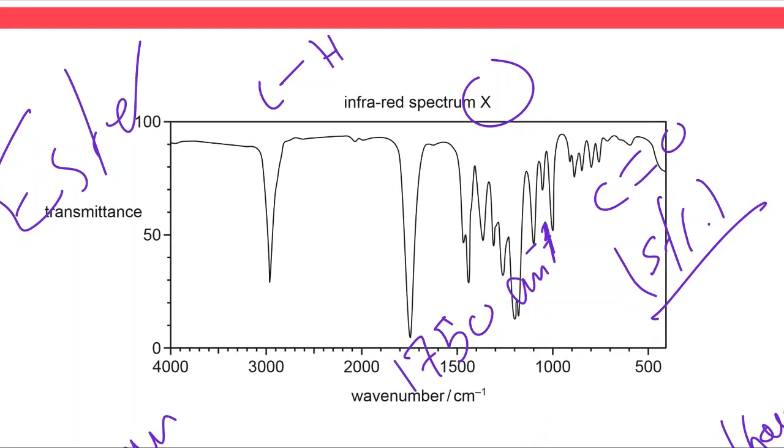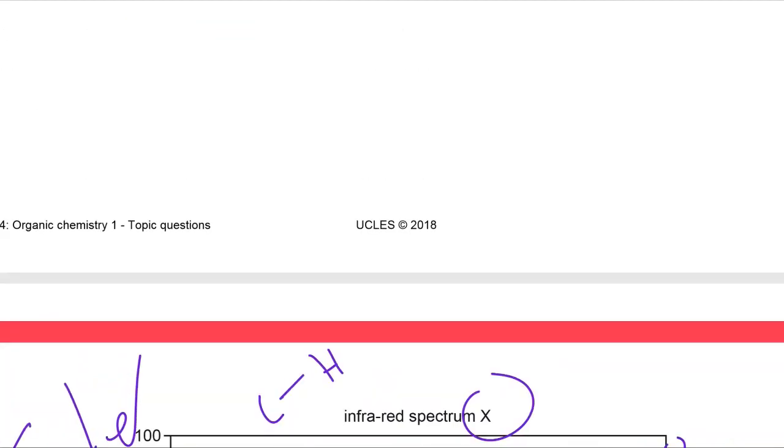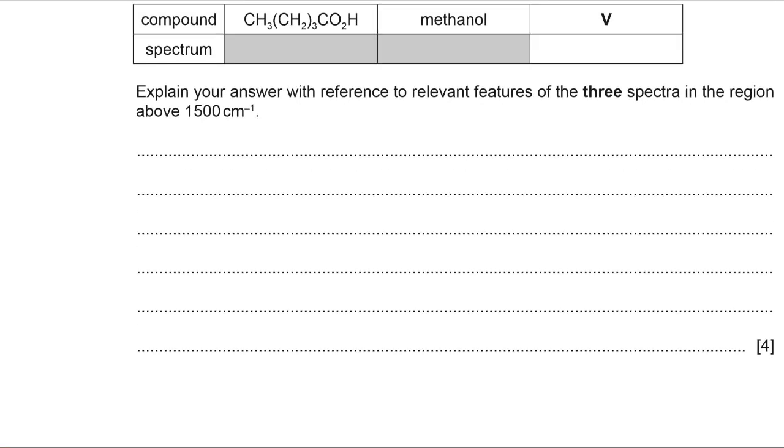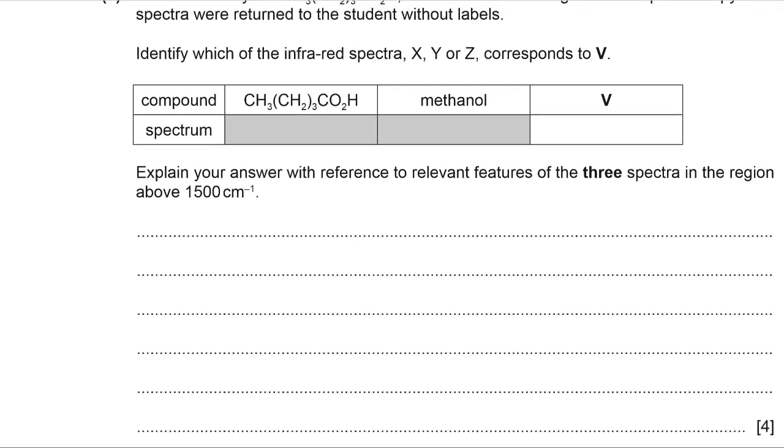Okay, all these explanations you need to write again in this field to explain why this is the ester. So V is actually X, this one is Y, and this one is Z.